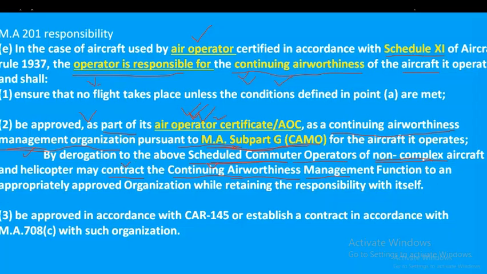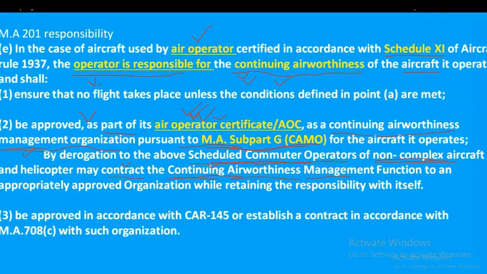But if that scheduled commuter operator has some complex motor powered aircraft, then this permission to contract is not given to that operator. Okay, it is only for non-complex motor powered aircraft. If that scheduled commuter operator has only non-complex motor powered aircraft, then only that operator is permitted to contract the continuing airworthiness task to another CAMO.